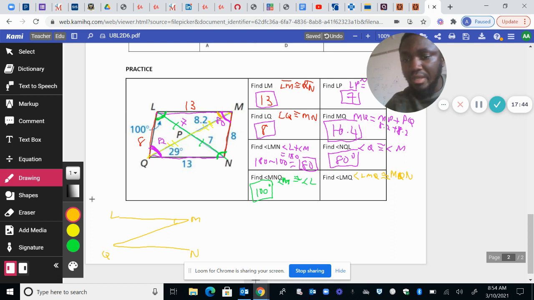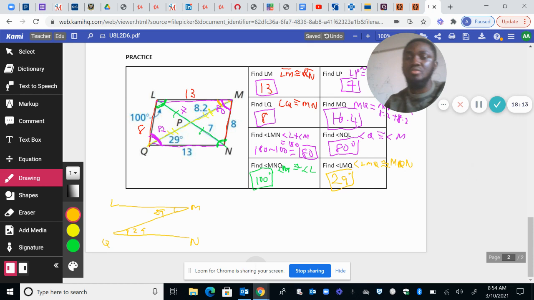If you know MNQ to be 29, so this one is 29 here. This forms a Z. Since LM and QN are parallel, MNQ and LMQ are alternate interior angles, so they are congruent as well. So this one will also be 29 degrees. So three things to take home today, four things.